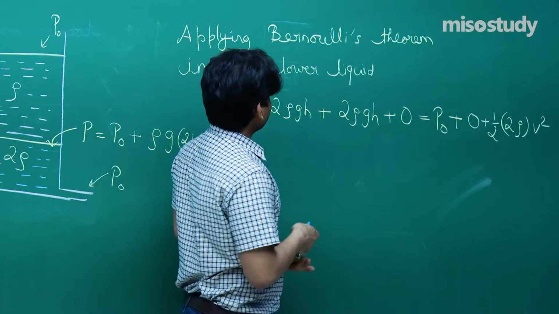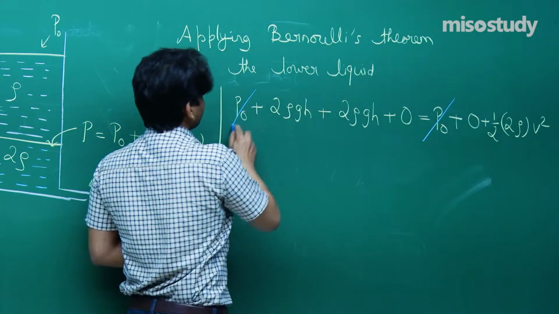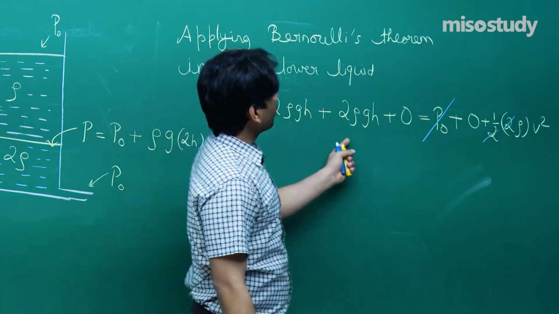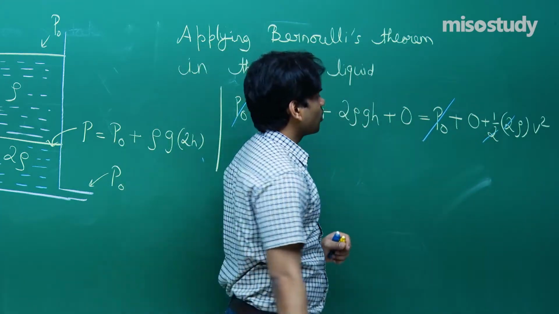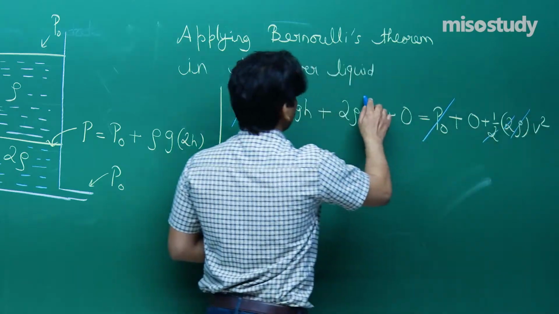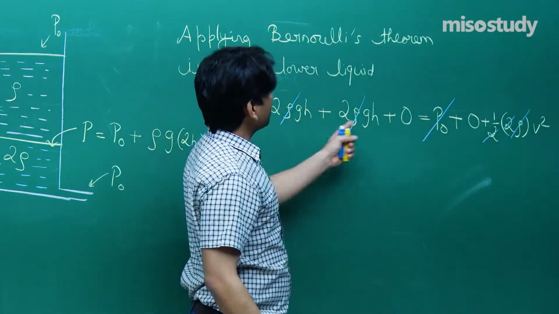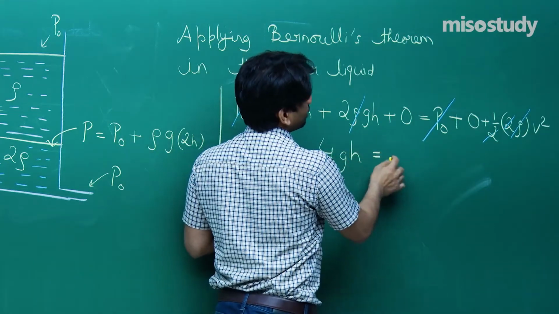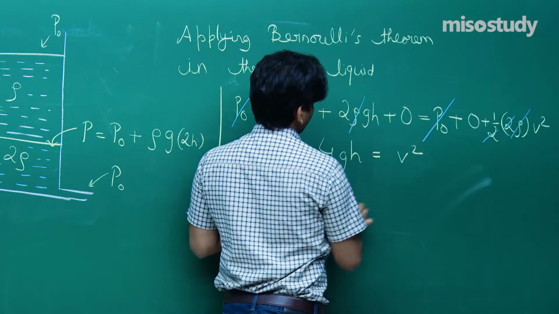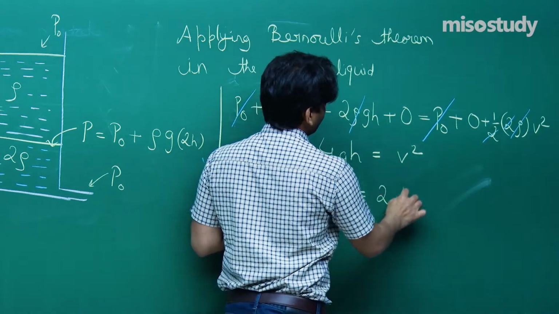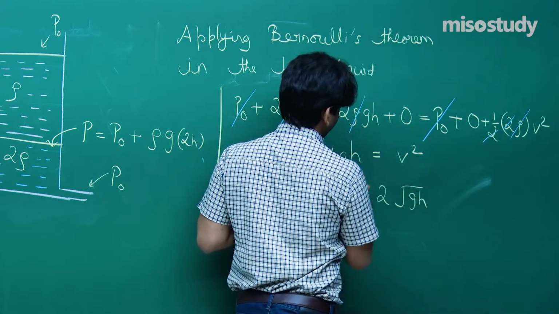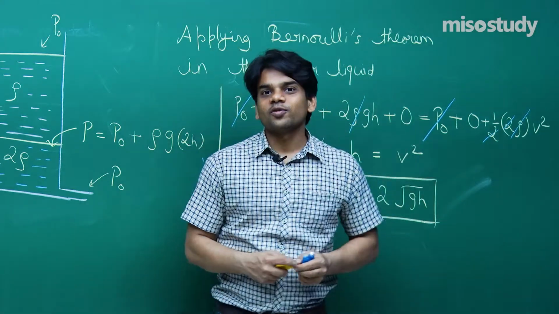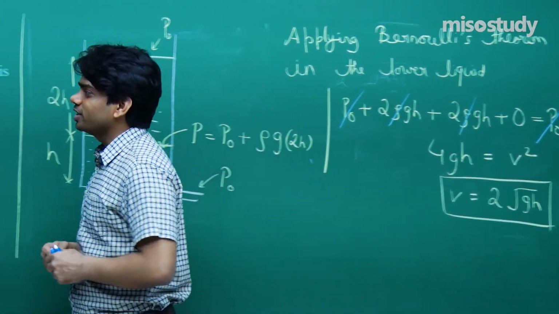So we obtained this formula. Let's see which terms will be cancelled out. P naught and P naught you can cancel out, and here 2 and 2 can be cancelled out. You see rho can be taken common, it can be cancelled out now. Rho gone. 2gh plus 2gh, 4gh, is equal to v square, so v will come out to be 2 under root gh. This is the answer of this question. Let's go ahead.